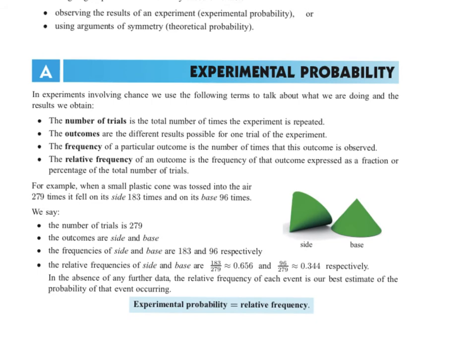The relative frequencies of the side and base are 183 divided by 279. So out of the 279 trials that were conducted, it landed on its side 183 times. And 96 divided by 279. So out of the 279 times that it was tossed into the air, it landed on its base 96 of those times. So what we just calculated there with the relative frequency is the probability. It's a fraction in between 0 and 1, and it represents the chance of occurring through experimentation. So experimental probability is relative frequency.